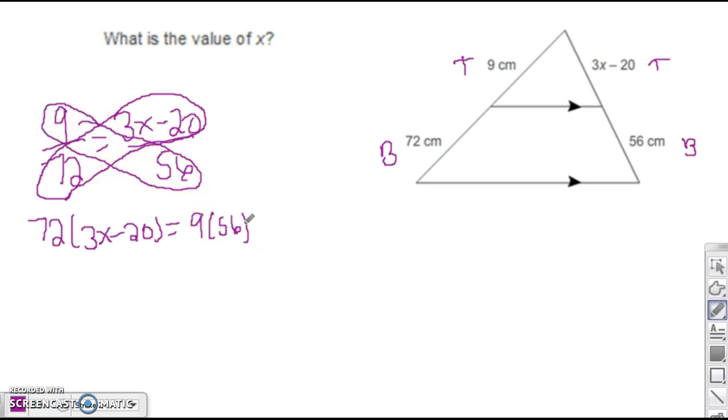So I'm going to do 72 times 3x, which is 216x. And then I'm going to do 72 times negative 20, which is negative 1,440. And then I'm going to do the 9 times 56, which is 504.